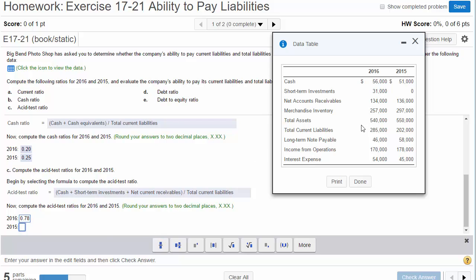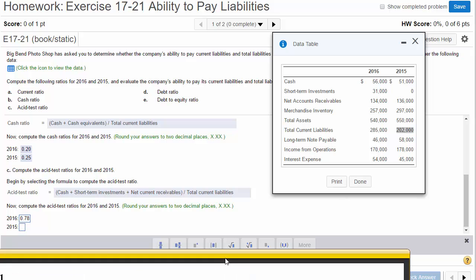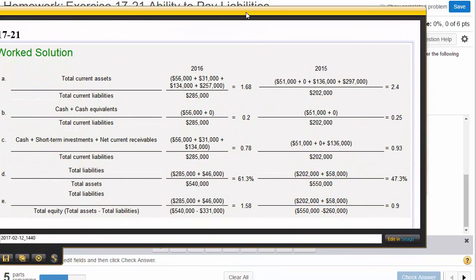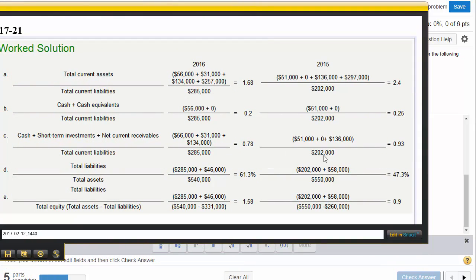Now let's do 2015. We need our cash plus our short-term investments of 0 plus our $136,000 in net receivables divided by $202,000 in total current liabilities, which gives us this right here. And before you round, it gives you 0.9257, but we have to round to 2 decimals, so that gives us 0.93.